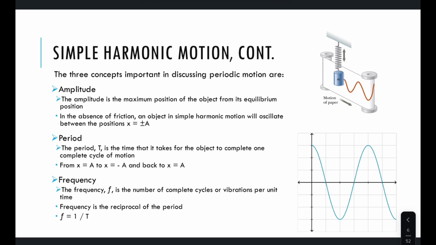It could be per second or hertz. It could be per minute. It could be per annum or year. The reciprocal of a period is also known as frequency.